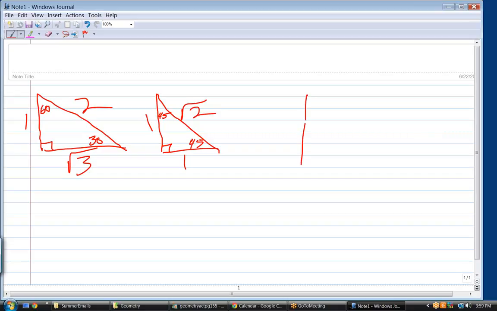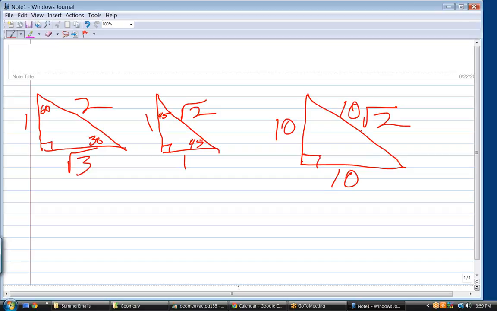Now, for purposes of similar triangles, I could just as easily call this this. It's only the ratios that we care about. This triangle over here is similar to this triangle here. And if I had, say, a 45-45 triangle that had a side of 20, I could compare it to either one of them.